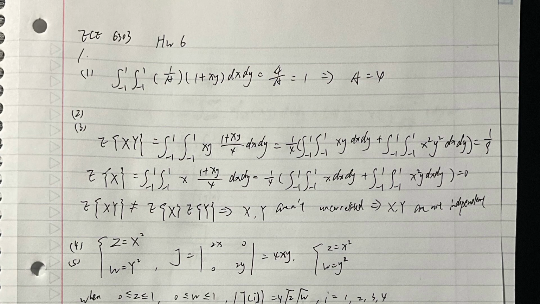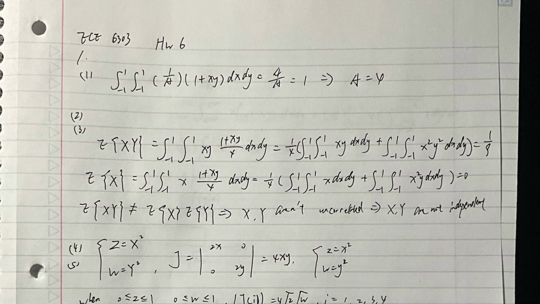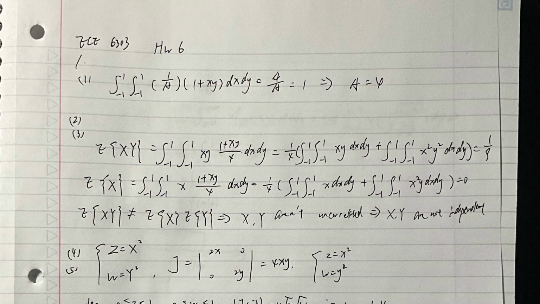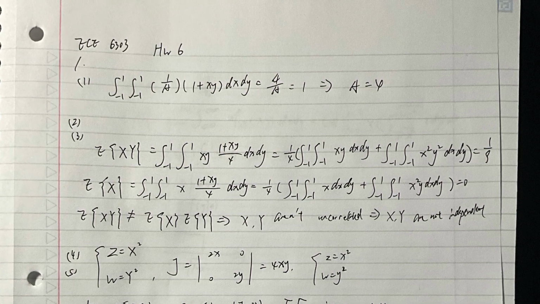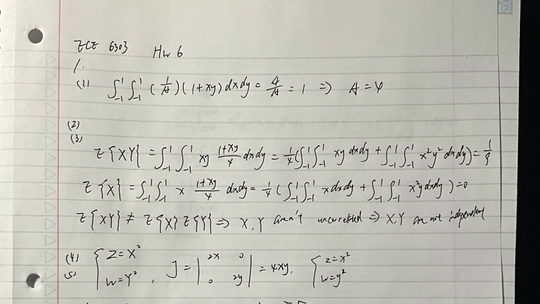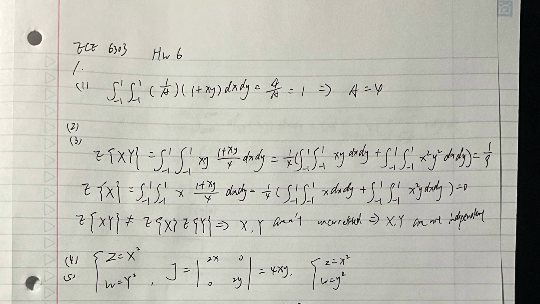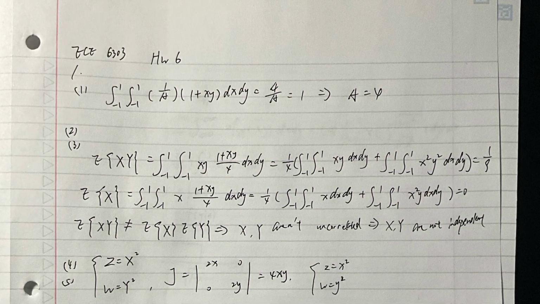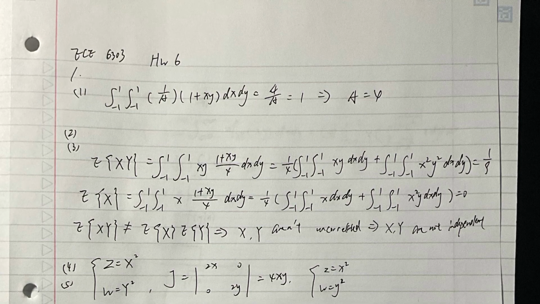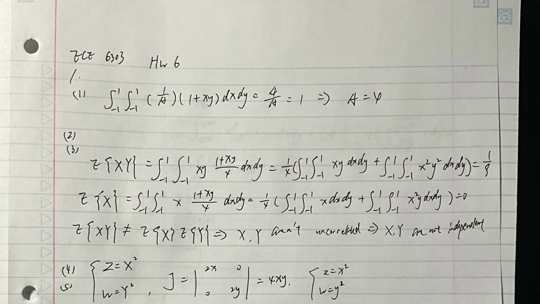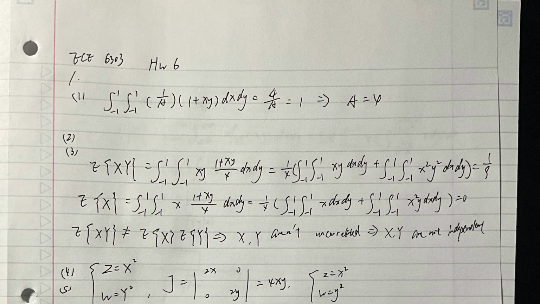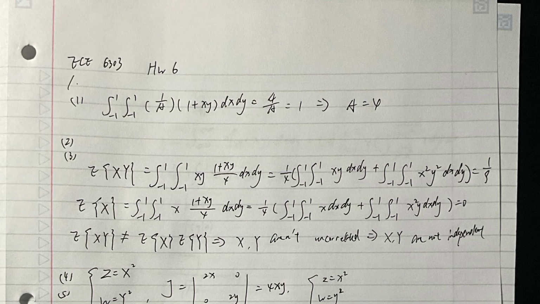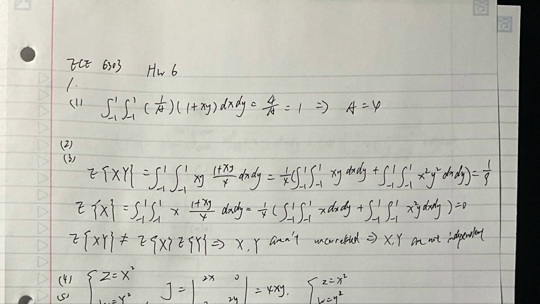And for questions 2 and 3, we can do them together. So E[XY] equals the integral from -1 to 1, integral -1 to 1, of xy multiplied by (1 plus xy) over 4, dx dy, which equals 1 over 4 multiplied by the integral from -1 to 1, integral -1 to 1, of xy dx dy, plus the integral from -1 to 1, integral -1 to 1, of x square y square dx dy. We can get the answer is 1 over 9.